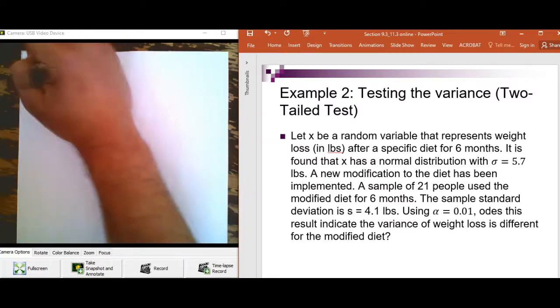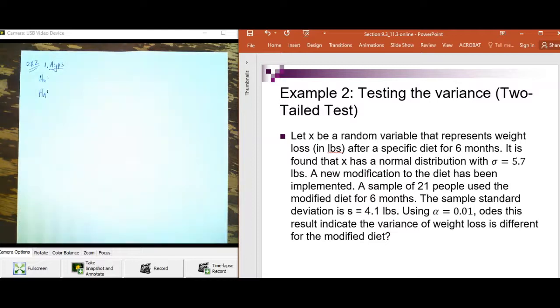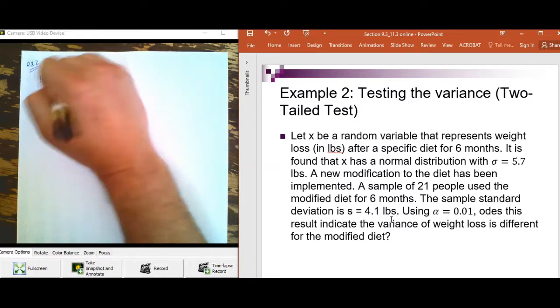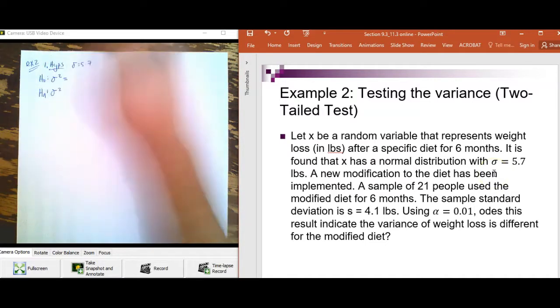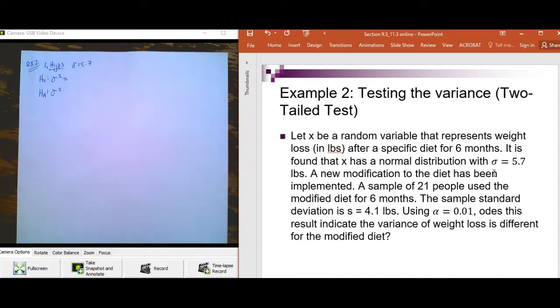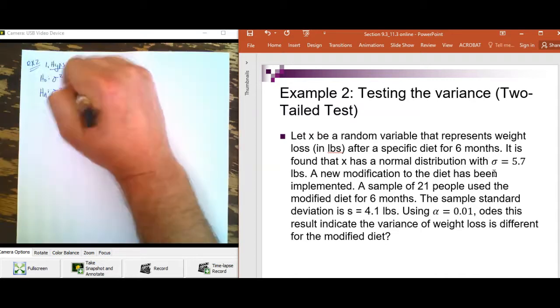All right. So let's get our hypotheses going. So identify the problem that we're doing. Is this a mean, a proportion, or something involving the variance? Well, here we're given all the information about standard deviations, so we're testing a variance. Always equal for our null hypothesis. So what is the population variance equal to? Well, the population standard deviation is 5.7. So our population variance is just that value squared. 5.7 squared is 32.49. Okay. So here, 32.49.